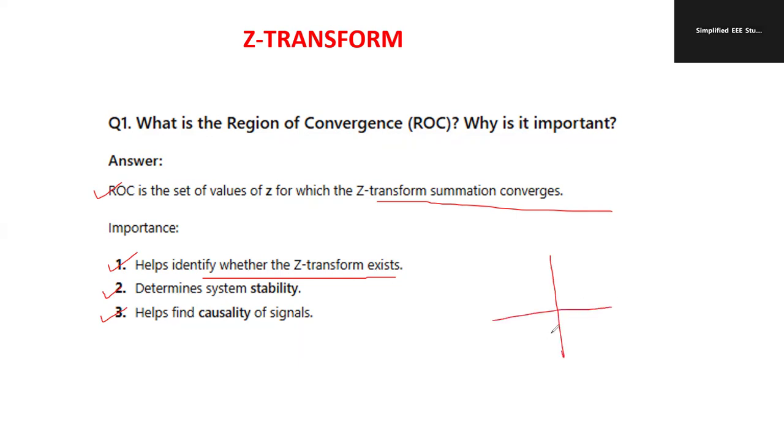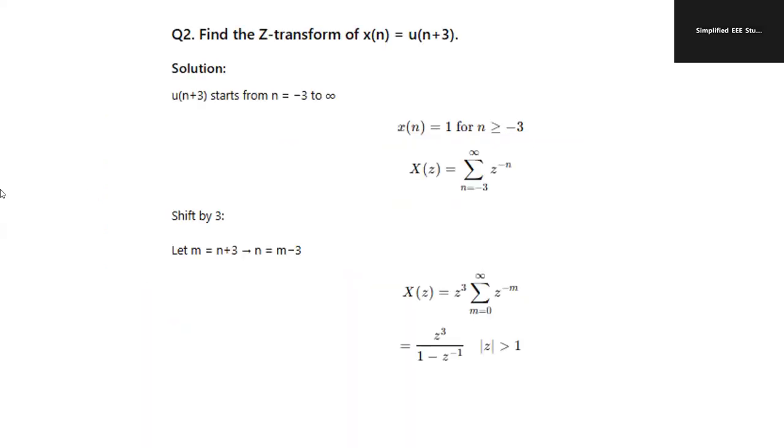So you can plot the ROC and you can explain. Whether the z-transform exists or not, you can explain with the help of one of the examples. That is also one of the possibilities.